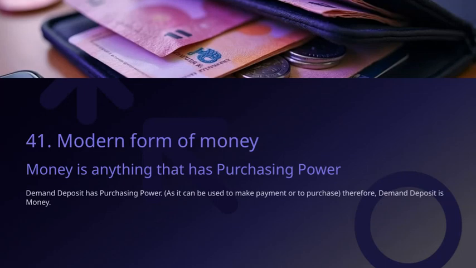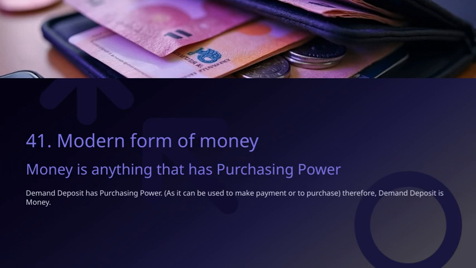Demand deposit has purchasing power. This means it can be used directly to make payments or to purchase goods and services. Because of this, we consider demand deposit as money. Remember, money is anything that has purchasing power, which allows us to exchange it for goods or services.